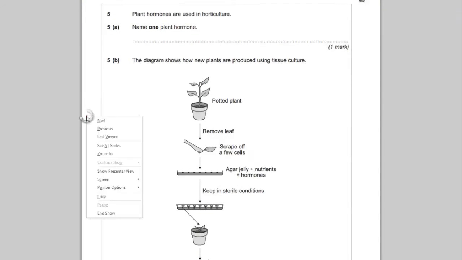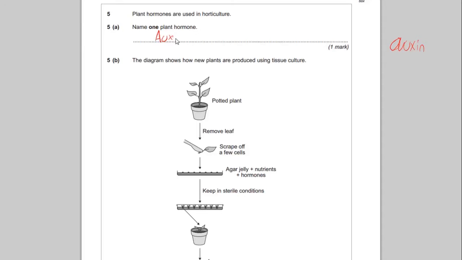Question 5a says, name one plant hormone. You can name any kind of plant hormone at all, any are accepted, but there's only one that we really talk about on this course, and that is auxin. So don't worry if you can only remember auxin. Auxin is absolutely fine because that's the one that they're asking you for.